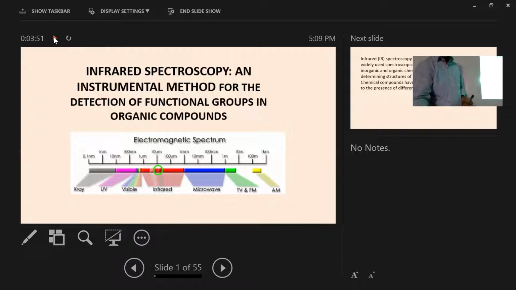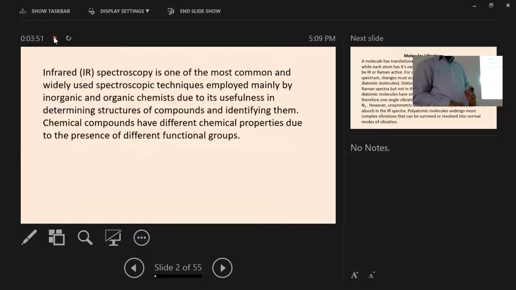So we will learn infrared spectroscopy, one of the most common and widely used spectroscopy techniques employed mainly by inorganic and organic chemists due to its usefulness in determining structure. That means to determine the structure of a molecule, you need to know what types of functional groups are present in the molecule.